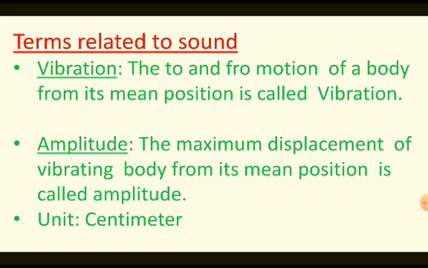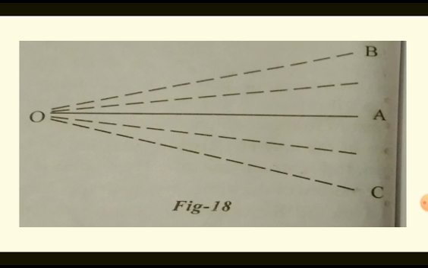The next term is amplitude. So the maximum displacement of a vibrating body from its mean position is called amplitude. We'll understand the term amplitude through a diagram. Now here you can see this is a diagram. OA is the position of the object before vibrating. So this standard position is called the mean position of the object. So OA is the mean position of the object.